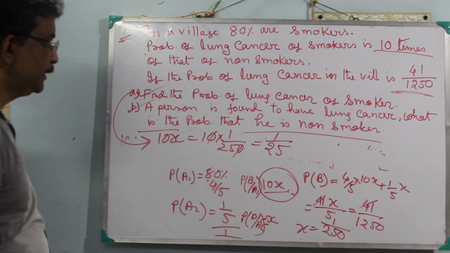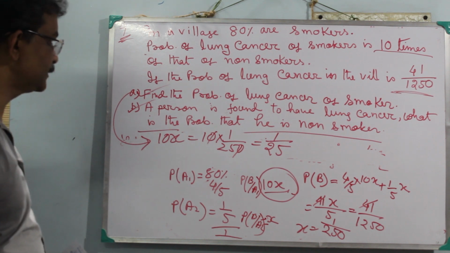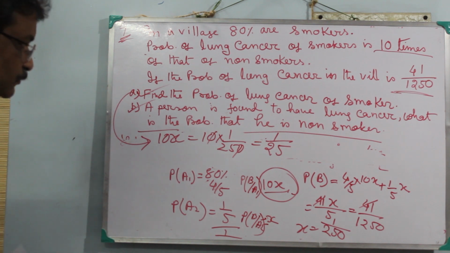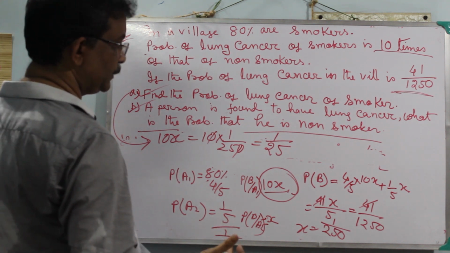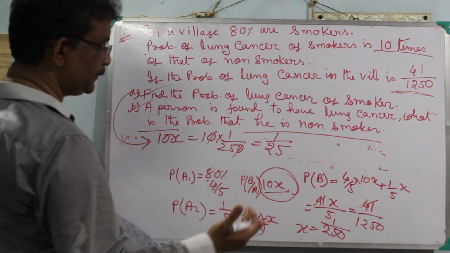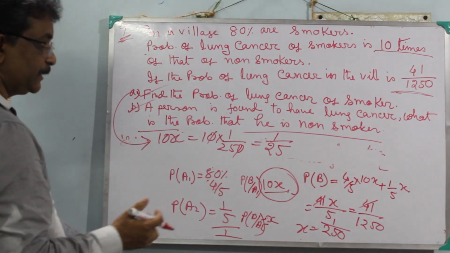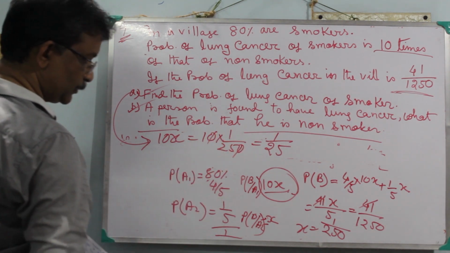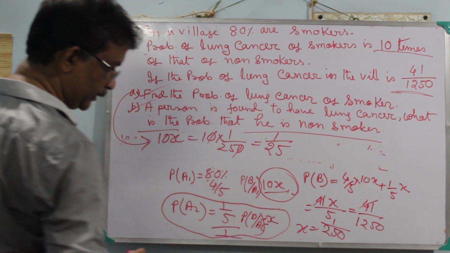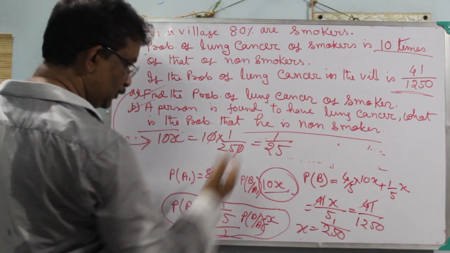Then the last part: a person is found to have lung cancer. So what is the probability that he is a non-smoker? Which branch do we want? It is known that he has lung cancer, given. The probability of lung cancer is 41 by 1250. And what is the probability that he is a non-smoker? We want this branch as numerator: he has lung cancer and he is a non-smoker.